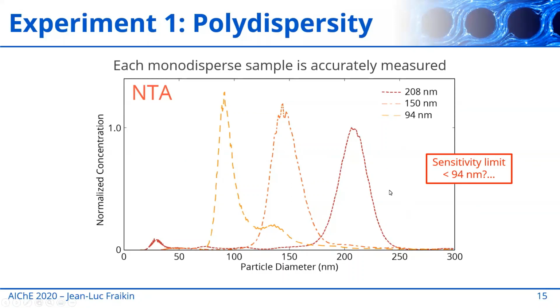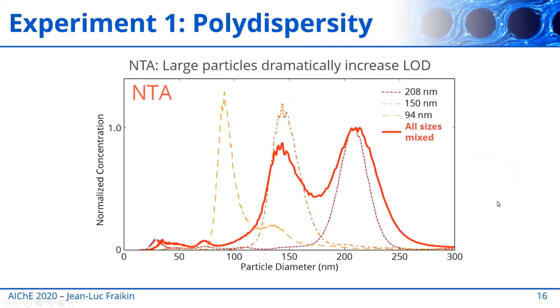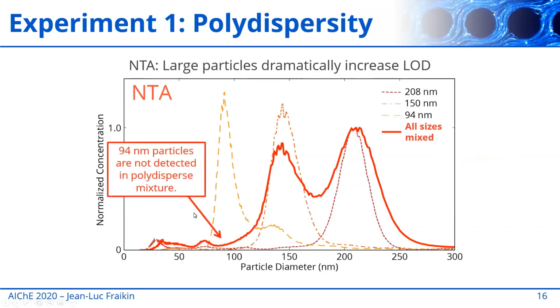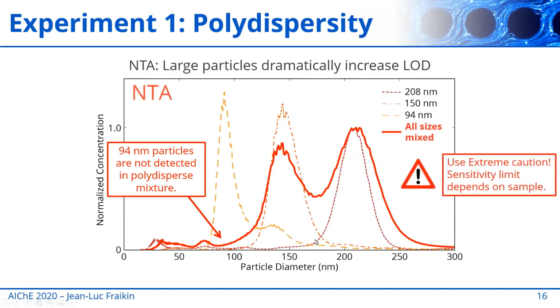In this case, what happens when you mix the samples together? This is the measurement you get. And obviously, the 94 nanometer particles are totally missing from this size distribution. They cannot be detected. And so what we learn from this is that we have to use extreme caution with NTA because the sensitivity limit depends on the sample, right? When you mix these together, you can't see the 94s anymore, whereas before you were able to when you measured them by themselves.